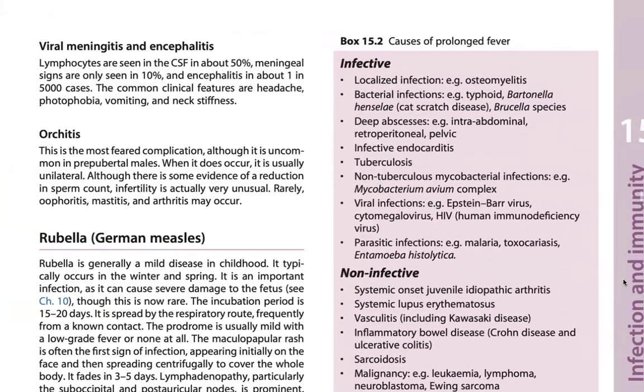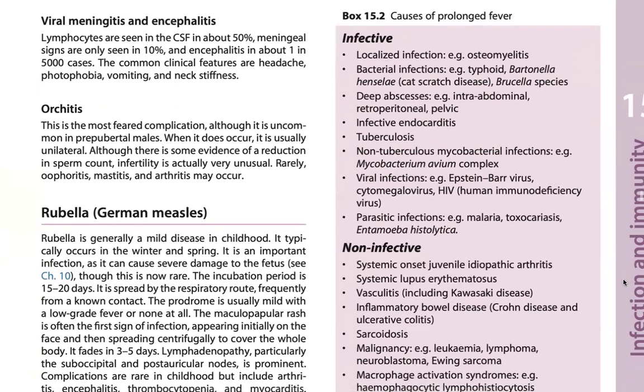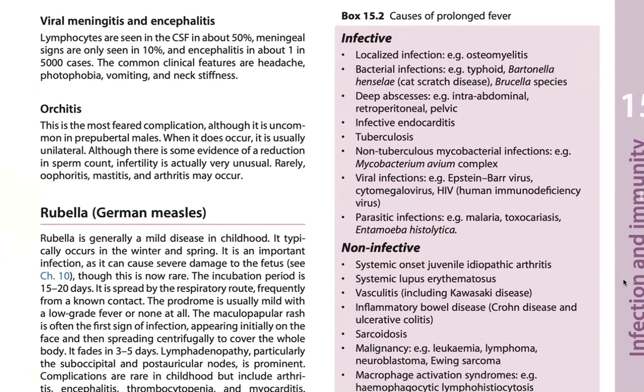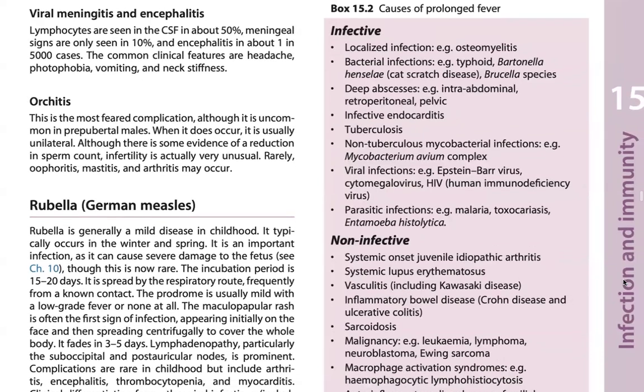Now, viral meningitis and encephalitis. Lymphocytes are seen in the CSF in about 50%, meningeal signs are only seen in 10%, and encephalitis in about 1 in 5,000 cases. The common clinical features are headache, photophobia, vomiting, and neck stiffness. Orchitis is the most common complication, although it is uncommon in prepubertal males. When it does occur, it's usually unilateral. Although there is some evidence of reduction in sperm count, infertility is very unusual. Rarely, oophoritis, mastitis, and arthritis may occur.